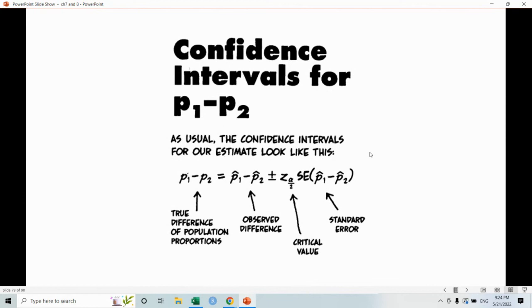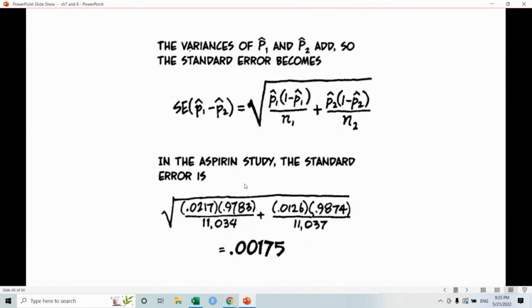Confidence intervals for difference in proportions are very similar to what they were for one proportion. We just take the difference of those two proportions and multiply the standard error of the difference by our critical value, z alpha over 2, probably 1.96 for a 95% confidence interval, and then we add and subtract it to get the two ends of our confidence interval. The variances of p hat 1 and p hat 2 add to give the standard error. So it's basically the same formula as before, but we're looking at the difference. In the aspirin study, the standard error was 0.00175.